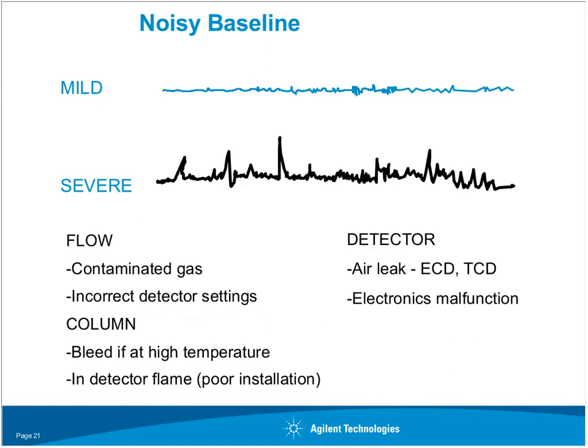Okay, so if we look here again at a noisy baseline, the top mild one here is not bad. We'd like it cleaner than that. But the one at the bottom or the middle of the page is severe. And again, this could be caused by contaminated gas, incorrect detector settings. This may be bleed if at a high temperature, but remember, column bleed only happens at the upper temperature of a GC column. It will not be caused at a lower temperature, well below the upper temperature of the column, so don't confuse it.